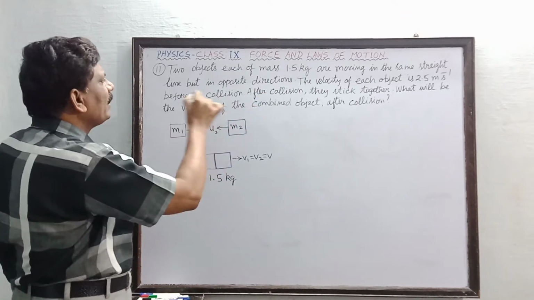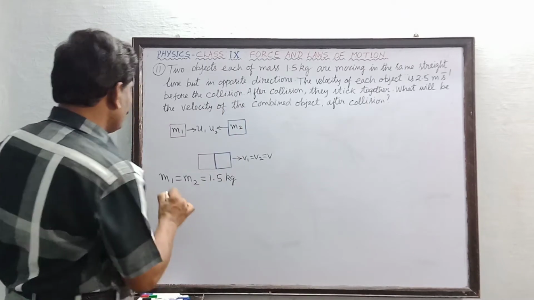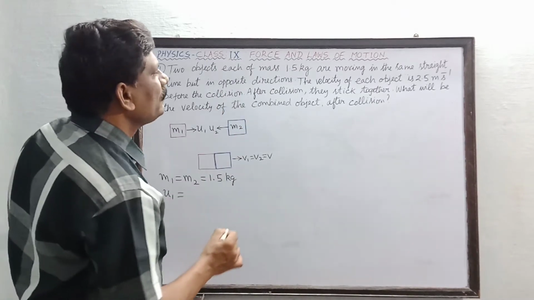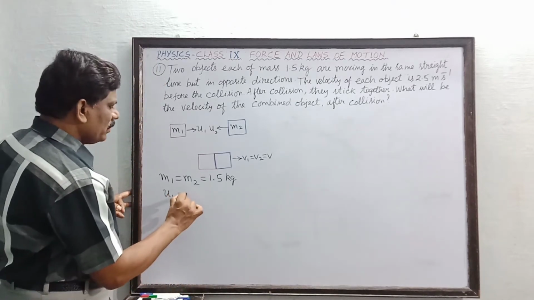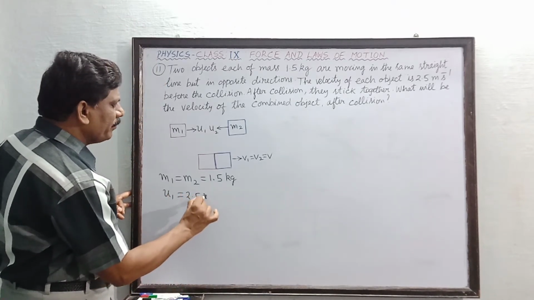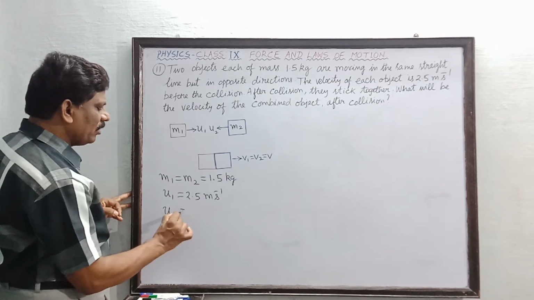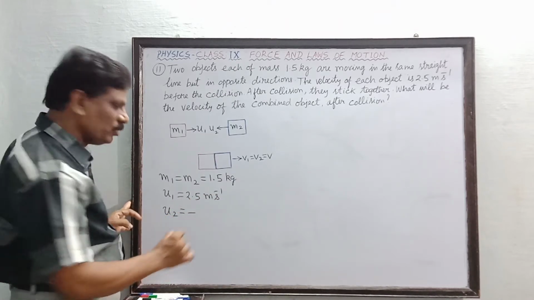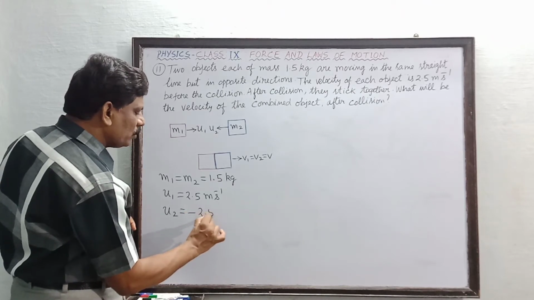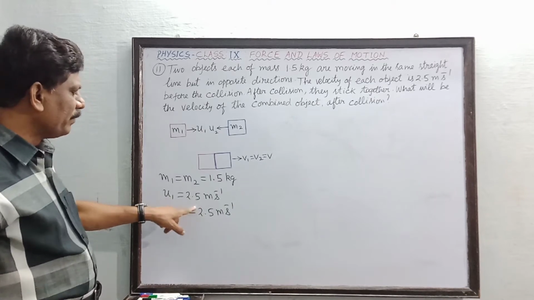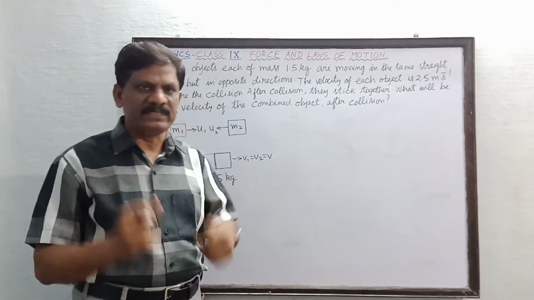Then the initial velocity is also same but in opposite direction. So u1 is equal to 2.5 meter per second in the forward direction, and u2 is in the opposite direction, therefore it is minus 2.5 meters per second. They have the same magnitude but the direction is opposite.